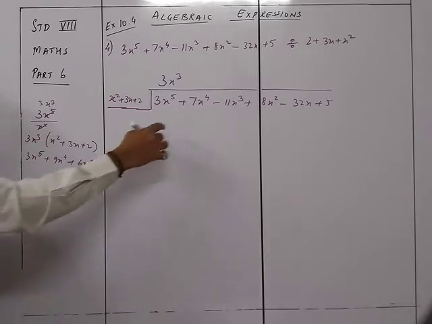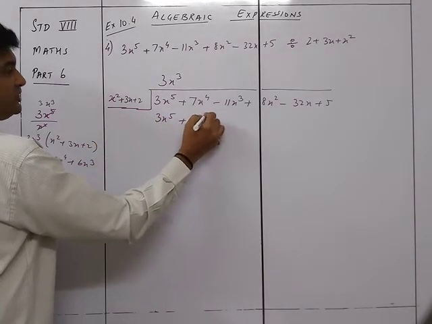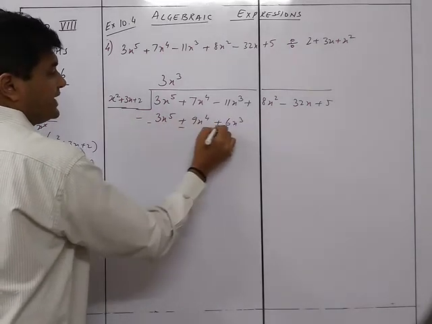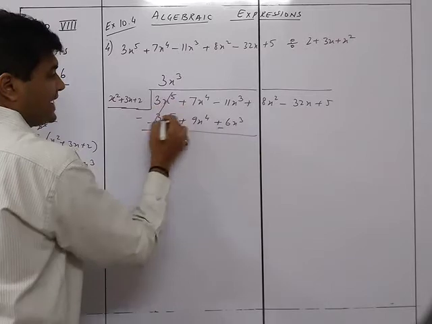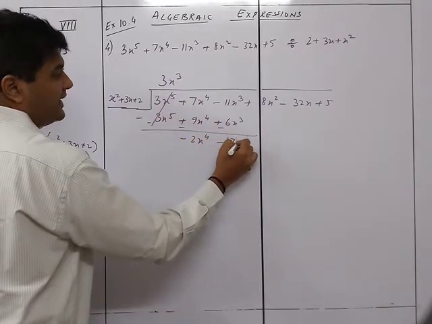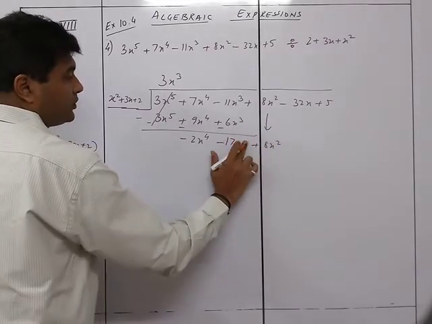Let's put these values over here. You get 3x raised to 5 plus 9x raised to 4 plus 6x raised to 3. Subtraction sign, all signs change. You get it as this cancels. This will be minus 2x raised to 4 minus 17x square. And you get this down plus 8x square or cube.